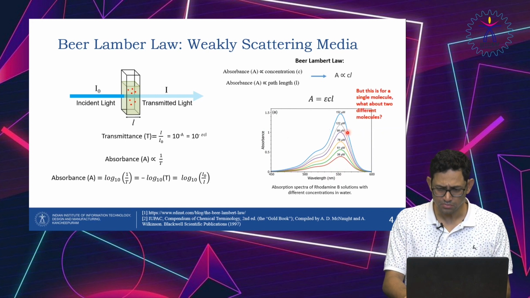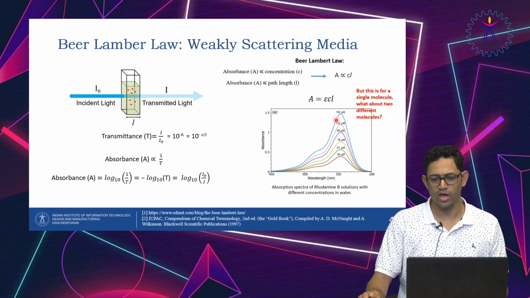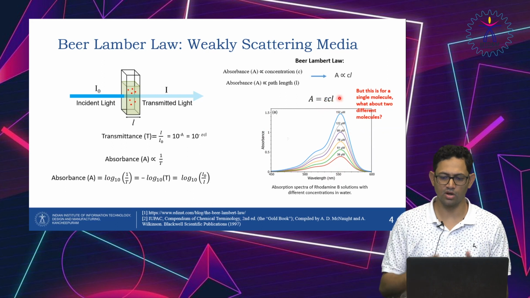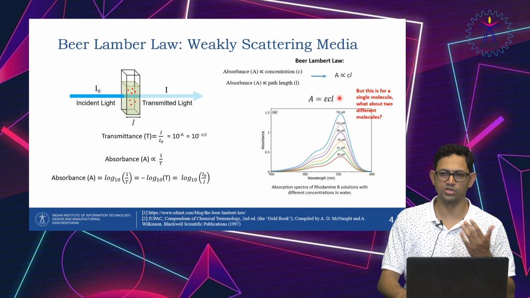Now, this is for a single molecule, as you can see over here. You have absorption equal to epsilon times concentration times the path length. But what if there are multiple molecules? How do we proceed with such cases?